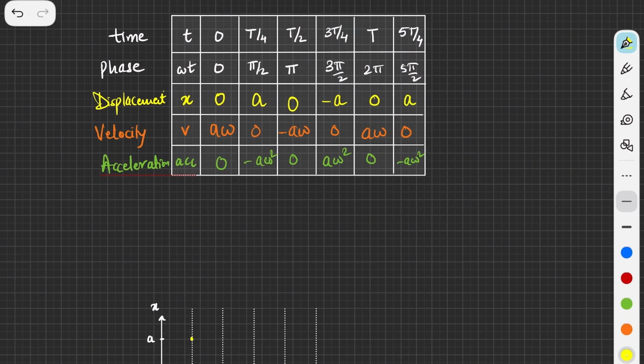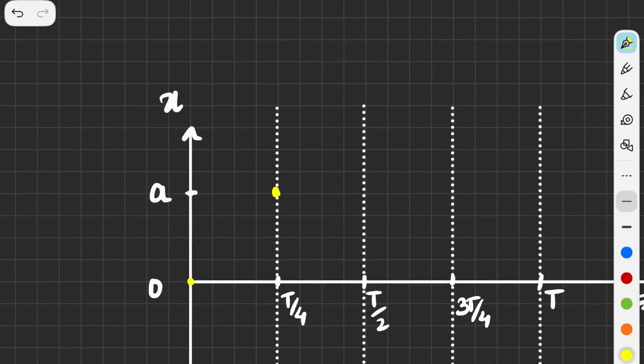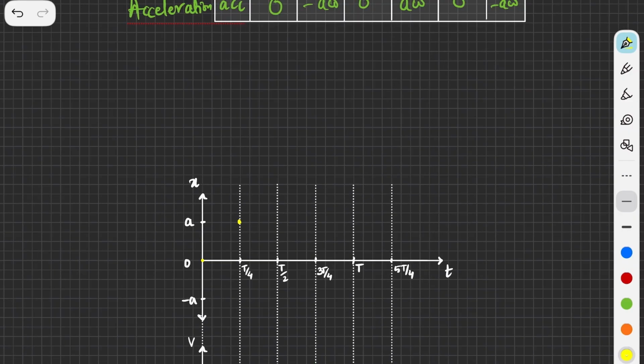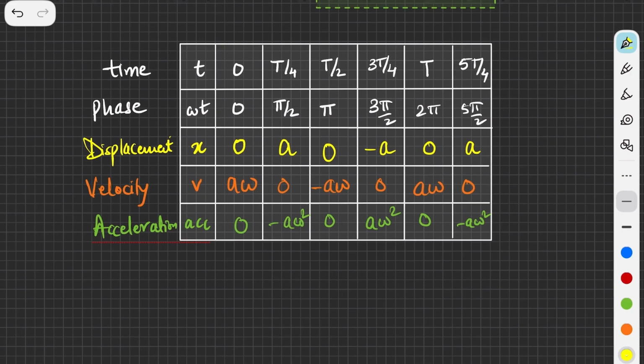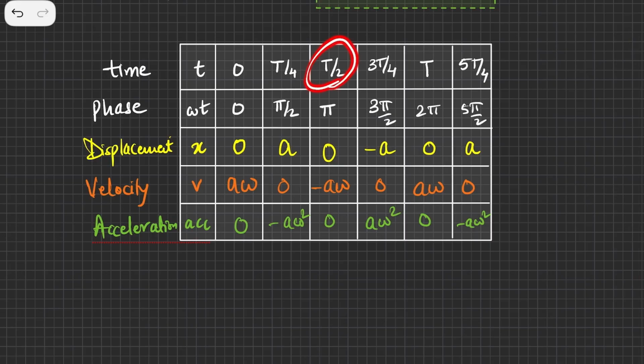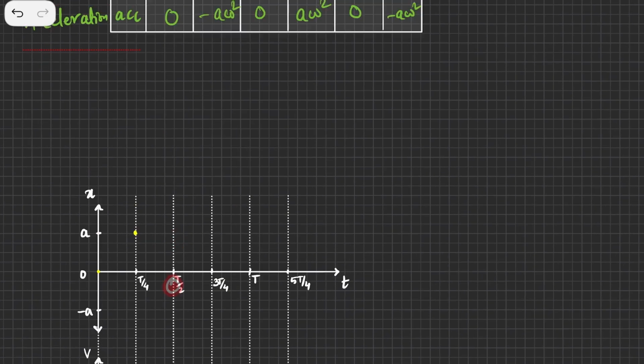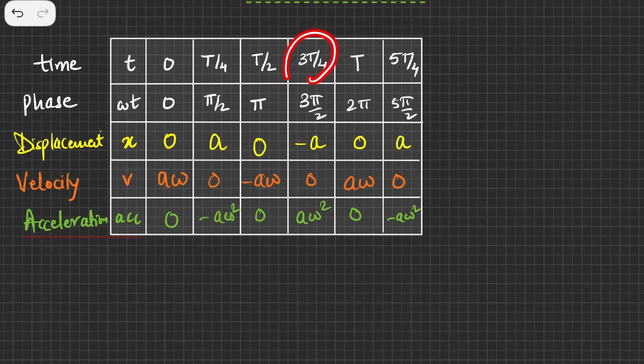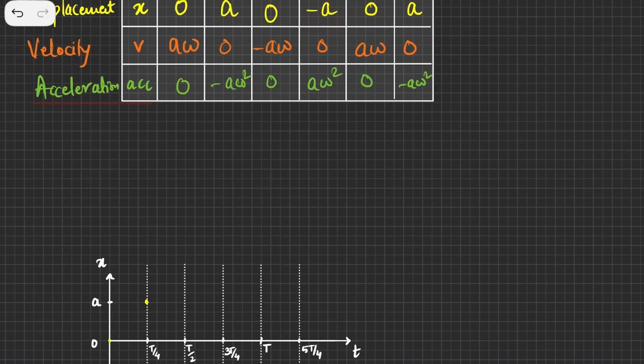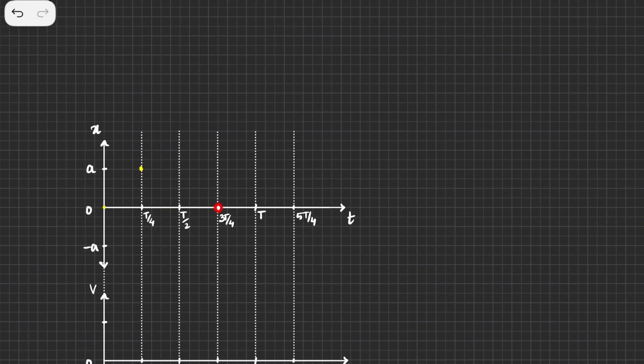I hope you are able to see. I have just plotted t by 4 comma a. The next point is t by 2 comma 0, somewhere around here. The next point is 3t by 4 and minus a, so this point will come here. The next point is here, the next point is here.